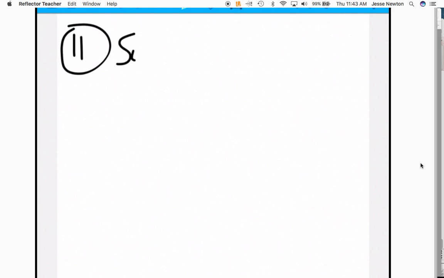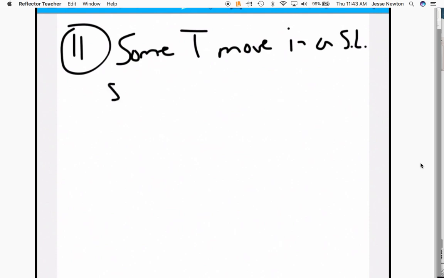Some tornadoes move in a straight line. Now, first thing first, this is not in standard form. So before we can do anything, we have to put this in standard form. So what we're going to say to put this into standard form is, I'm going to write this over here just so we're clear.